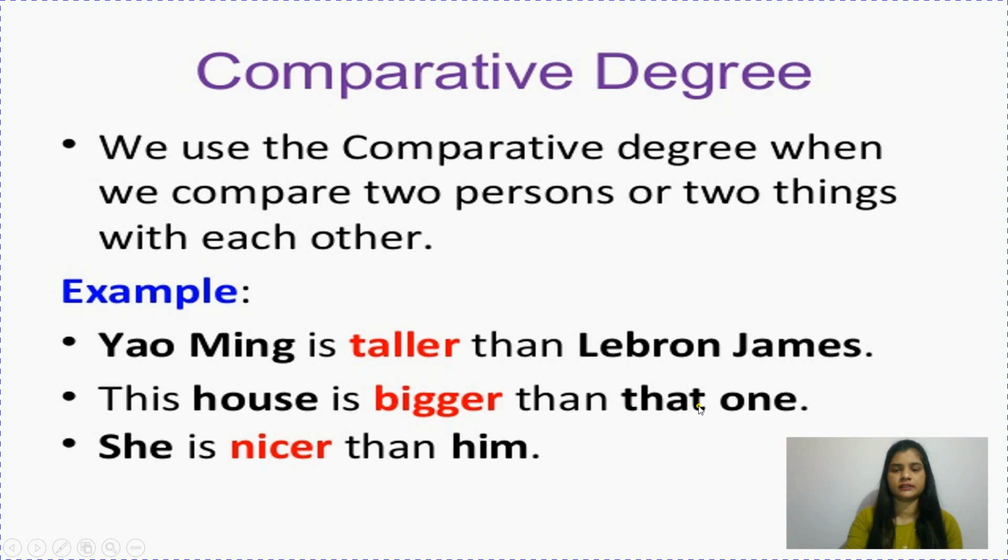This house is bigger than that one. Again, we are comparing two houses. So we have used comparative degree of big, which is bigger. She is nicer than him. Again, we are comparing she and him, a girl and a boy. So we have used comparative degree of nice, which will be nicer. So please don't forget to use than here. Because in comparative degree, we use than.